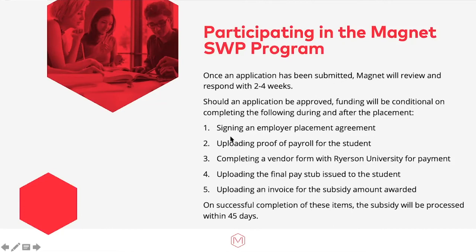So after an application has been approved, there's an employer placement agreement to sign. They have to upload the proof of payroll. So that's a pay stub for the student to prove that they have been hired and they are paying them as expected. They complete a vendor form with Ryerson so that we can process the wage subsidy payment at the end of the placement. And then at the end of the term, the end of the placement, they'll upload the final pay stub that they issue to the student, which would include the total gross salary that they had been paid for that term, and an invoice for the subsidy amount based on the calculation that we provide.